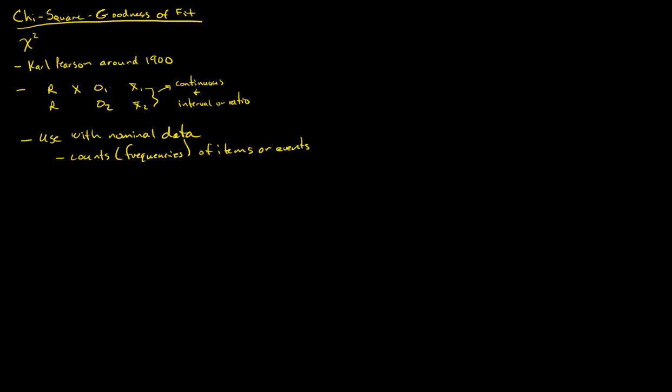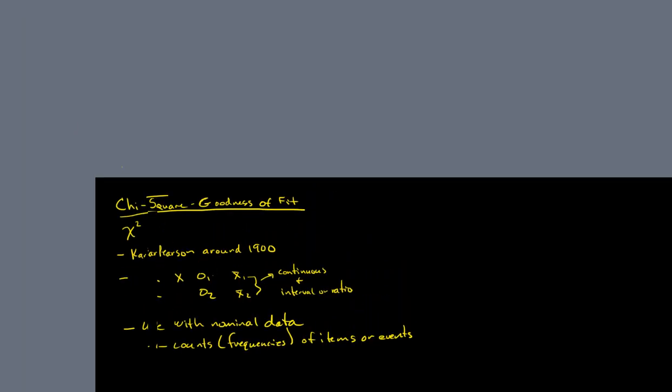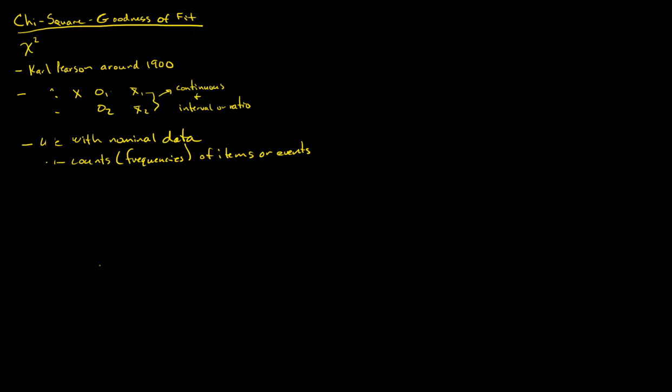So often you want to take a sample from the population of nominal scale data, and then you want to infer whether the population from which it came conforms to a specified theoretical distribution. So for example, let's talk about a simple coin toss.